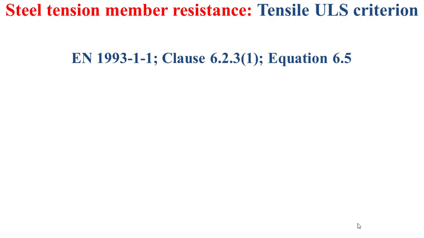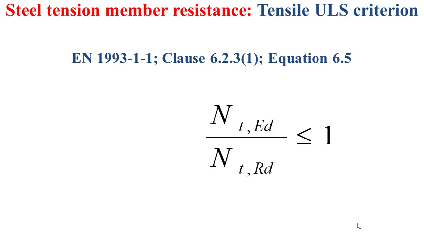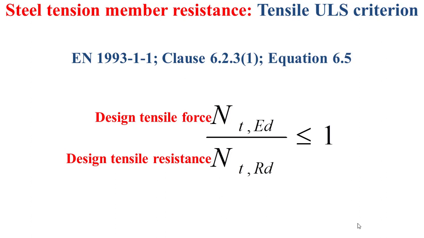criterion associated to tensile is expressed as N_t,Ed, which is the design tensile force, divided by N_t,Rd, which is the design tensile resistance, is lower than 1. This simply means that the design tensile force applied on the steel tension member should not exceed the design tensile resistance of the steel tension member.